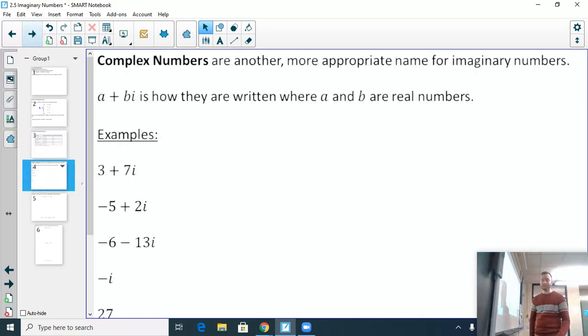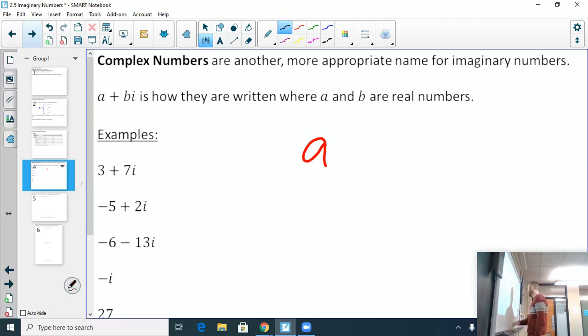Complex numbers is another, more appropriate name for imaginary numbers. They literally mean the same thing, kind of. I like to call them complex numbers a lot more than imaginary numbers because I just think imaginary is a horrible name. A plus Bi is how they are written. This A part is the real part, and this B part is the imaginary part.